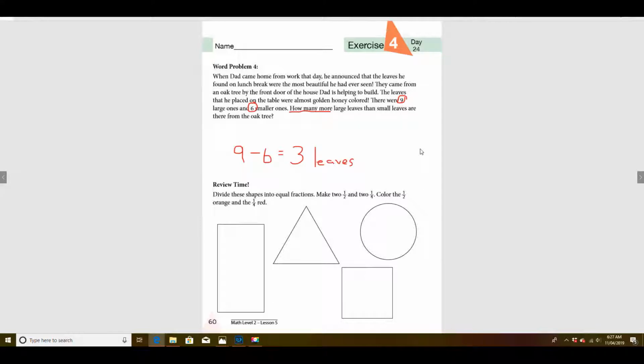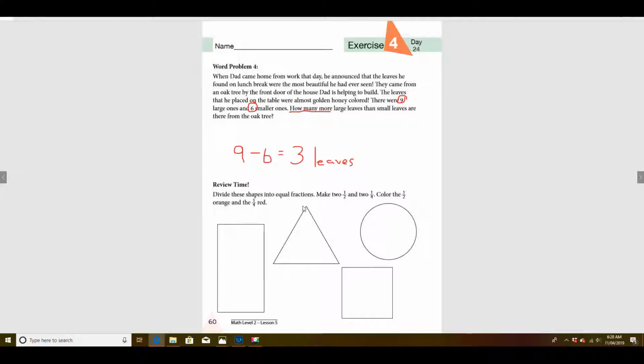All right. Are you ready to divide these shapes? We're going to do a review. Now, let's read the instructions before we do it, okay? So we're going to divide these shapes. What's this? Rectangle, triangle, circle, and a square. We're going to divide these shapes into equal fractions. We're going to make 2 of them half and 2 of them 1/4. And then we're going to color the half orange and the 1/4 red.